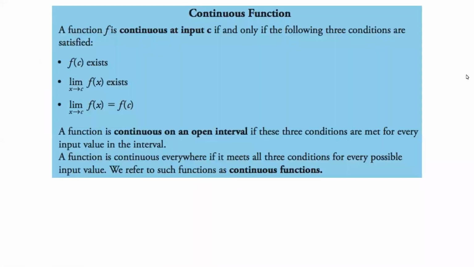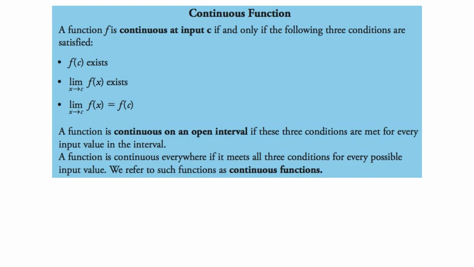All right, so now we're looking at continuous functions. A function f is continuous at input c if and only if the following three conditions are satisfied. First, we have to have f of c existing. If we have a graph at some point c, that has to be a point. So for that input c, there's an output f of c.